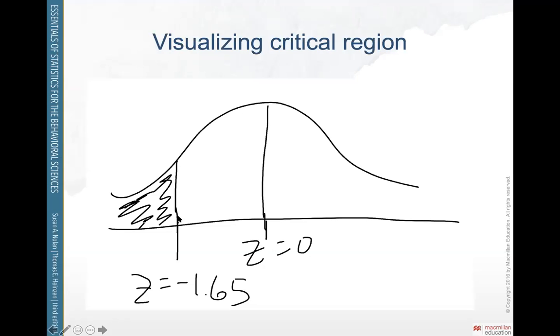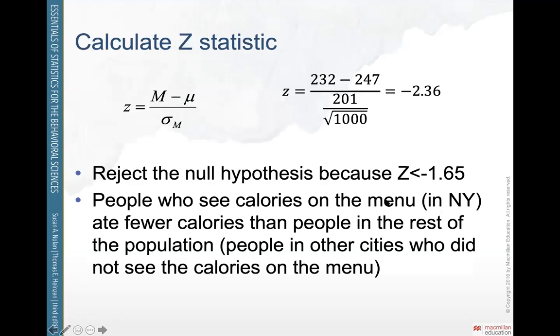What we want to know is, when we convert our score of 232 into a Z-score, is it going to fall into this critical region, in which case we would reject the null hypothesis? Or is it going to fall into this white area, anywhere in this white region, even if it's way over here, where you would accept the null hypothesis? If our z-score is over here, we reject the null hypothesis. If it's anywhere in the white region, we accept the null hypothesis.